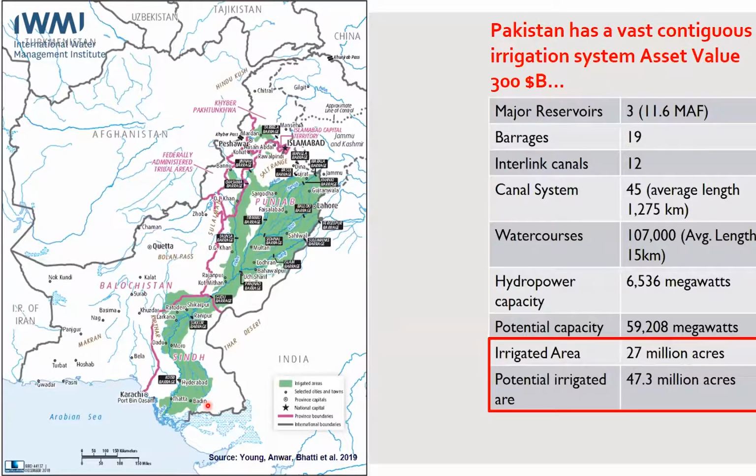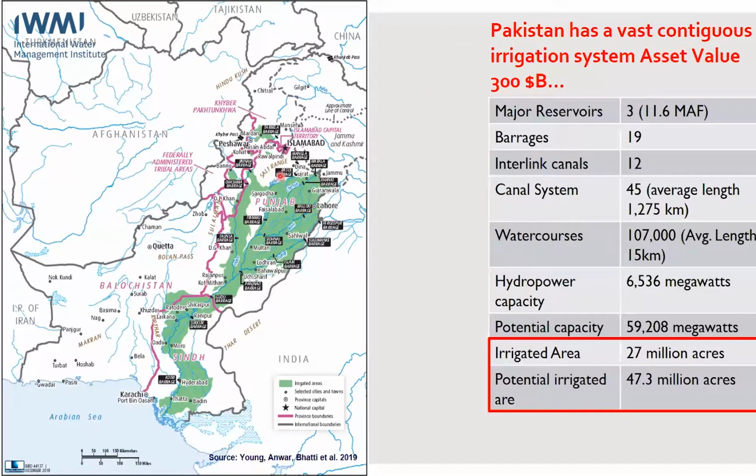In this slide in front of you, I will give you some overview of the Indus Basin irrigation system. As I've told you, it's a very huge system. You can see the irrigated area within this system is around 27 million acres, and the potential irrigated area is 47 million acres. And the asset value of this whole system infrastructure is about 300 billion US dollars. The map on your screen, you can see the green shaded area that represents the irrigated area within the system.